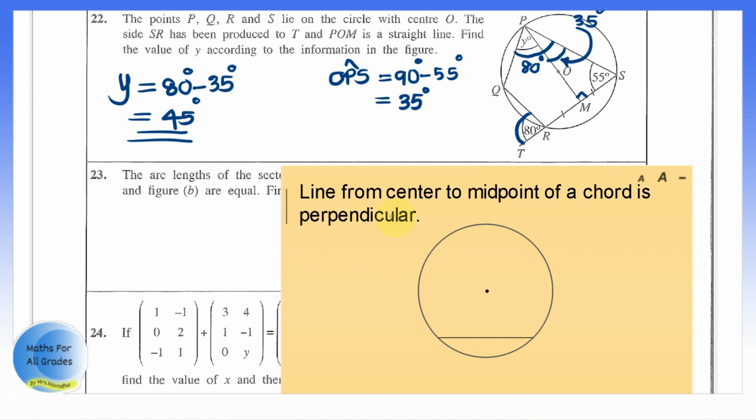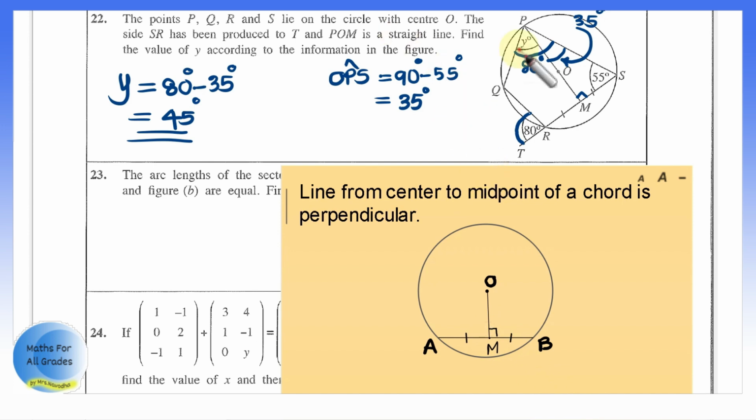This is the next theorem. A line from the center to the midpoint of a chord is perpendicular. This is the chord AB and this is the center. Let's say this is the midpoint of this chord AB. Now I am going to draw a line from the center to this midpoint. So this OM line is perpendicular to the chord.